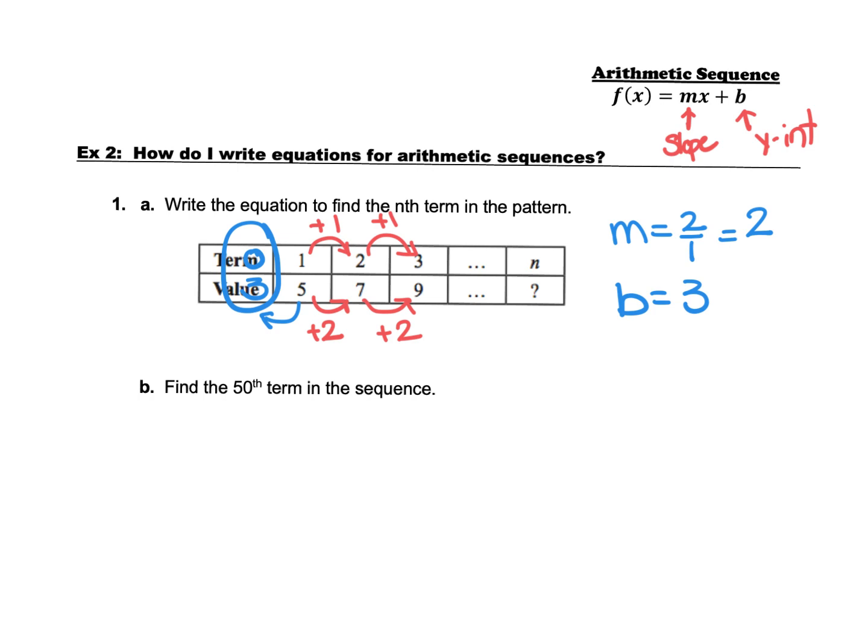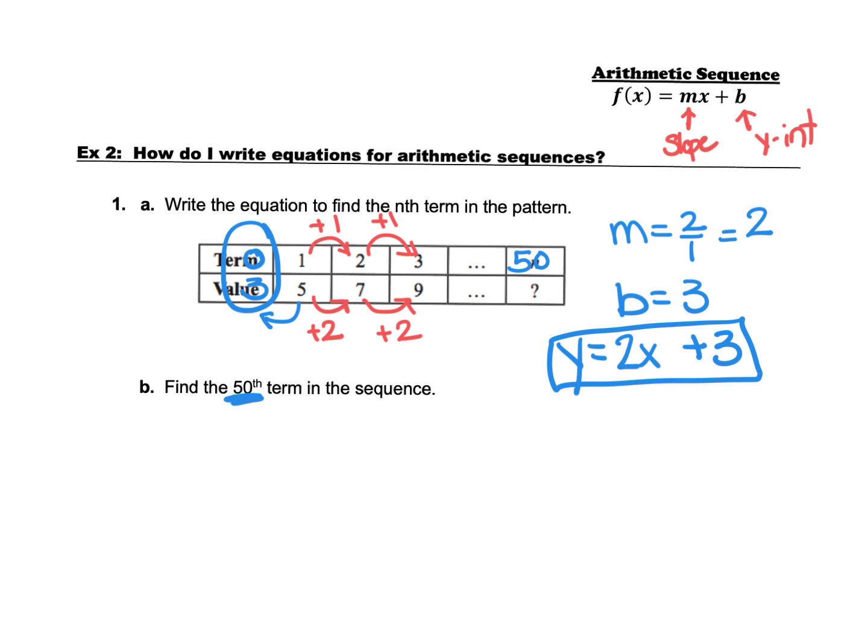So to write an equation for this, we're going to have y is equal to our slope of 2, and then our y-intercept of 3. So we need this equation, y is equal to 2x plus 3, in order to find that nth term. And our nth term here, what we're looking for is our 50th term. Because what we don't want to do is continue that pattern going all the way up to 50. That would take us a long time. We certainly could do it, but it would take a long time.